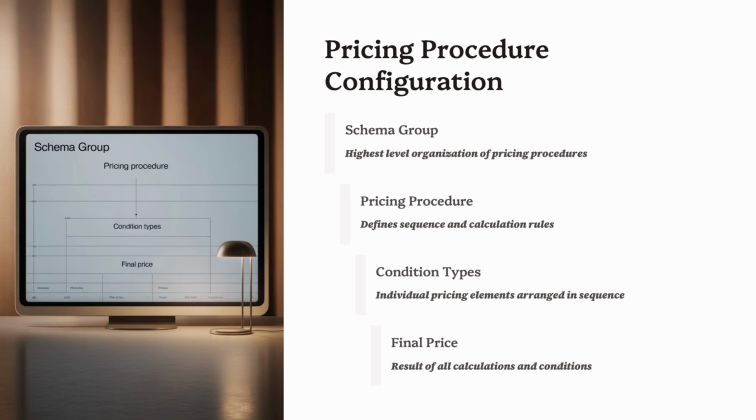Schema group. Assigned to a purchasing organization or vendor, this tells SAP which pricing procedure to use. Pricing procedure. The actual structure that contains condition types in a specific order. For example, PB00 first, then discounts, then freight, then tax.